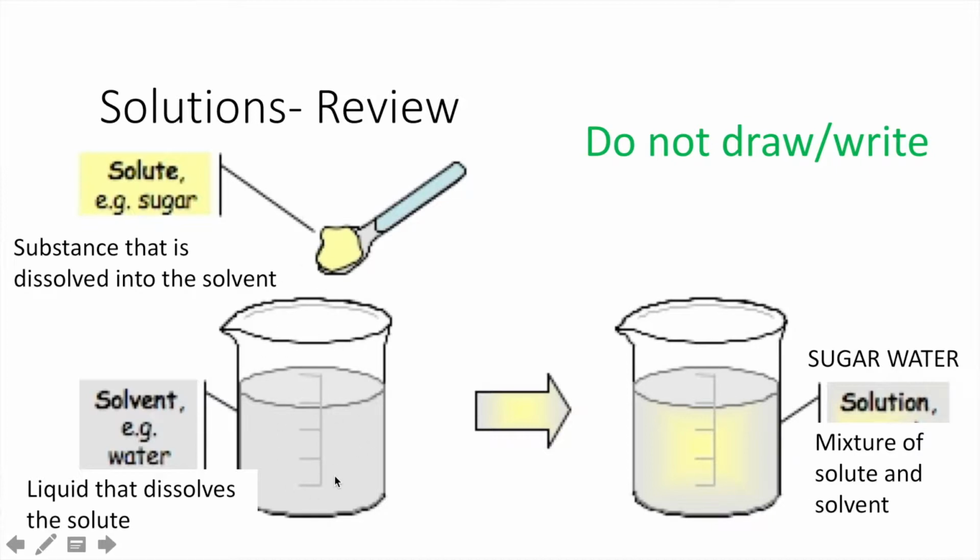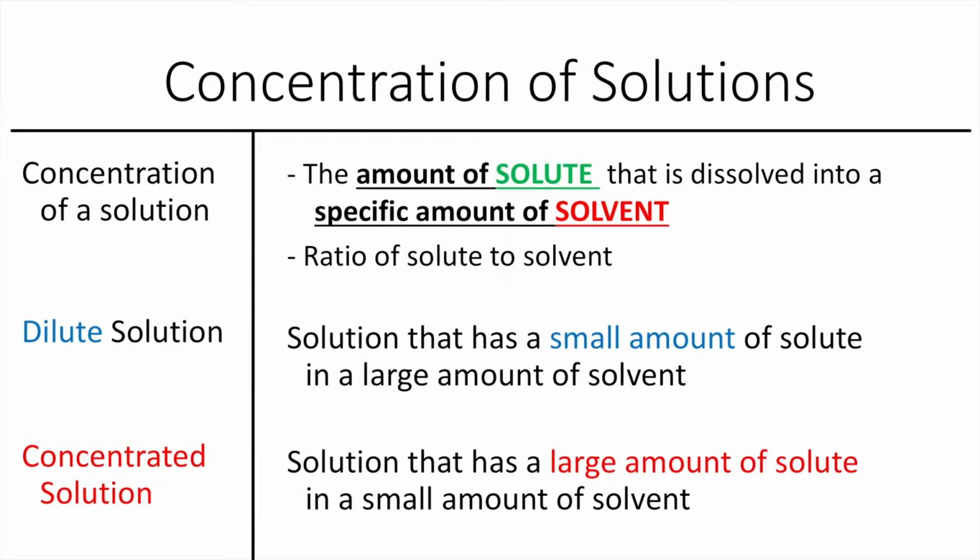Let's begin our T-notes. The concentration of a solution is simply how much solute you put into a specific amount of solvent. This ratio of solute to solvent creates a certain level or a certain concentration of that solution. We have two different kinds of solution depending on the amount of solute and solvent. This can either be a dilute solution, which is a solution that has a small amount of solute in comparison to a large amount of solvent.